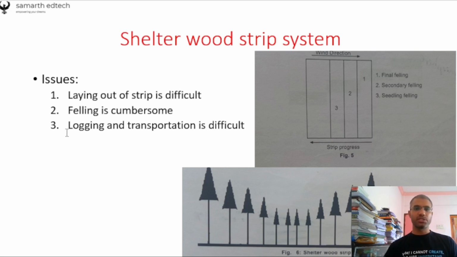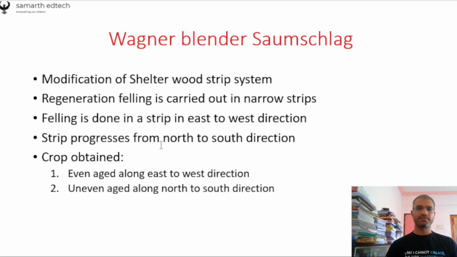So what are the various issues? First one is that laying out of the strip is very difficult. Like how you will divide a given periodic block into different strips, it is very difficult. Felling becomes cumbersome. And the third one is that the logging and the transportation of the timber is also very difficult.